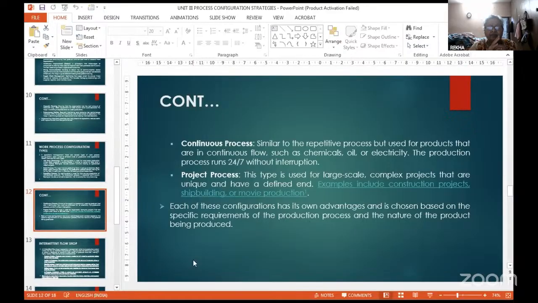Each of these configurations has its own advantages, and is chosen based on the specific requirements of the production process and the nature of the product being produced. So according to your type of job you are doing, you can choose any of these processes.